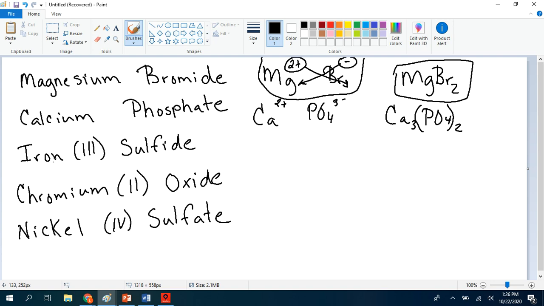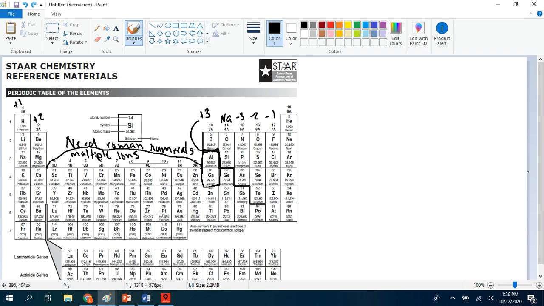All right, for the next one, iron, you'll look that up. It's Fe. All right, now let me show you though where it is. So iron, Fe, where are you? Here it is. Okay, he's in the middle. Need Roman numerals, multiple ions. That means you just can't go look up his charge because they can have more than one charge. All right.